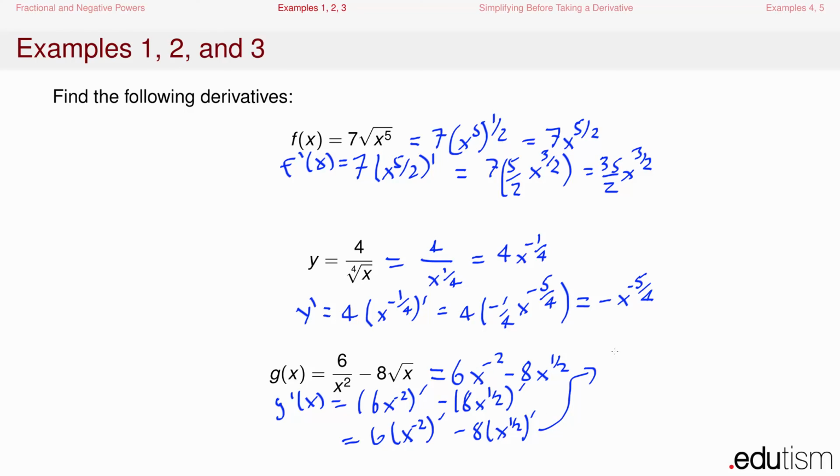Then I take the derivative of each using the power rule. The derivative of x to the negative 2 is negative 2x to the negative 3. The derivative of x to the 1/2 is 1/2 x to the 1/2 minus 1, which is negative 1/2. Then I simplify and I get negative 12x to the negative 3 minus 4x to the negative 1/2.